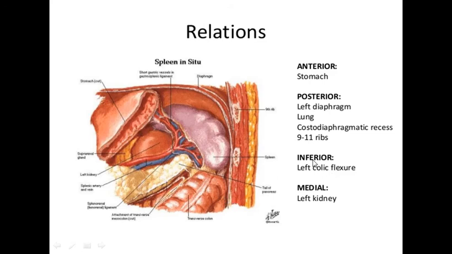Here, this is what I was talking about. Inferiorly we will find the left colic flexure, okay. And medially we have the left kidney. This is the left kidney. Anteriorly stomach, tail of pancreas. Medially left kidney. Inferiorly left colic flexure, and posteriorly the diaphragm will be there, okay. From above, the pleura and lung will be there, and the 9th, 10th, 11th ribs, okay. This slide is the composite slide for relations. If you do just this one slide, that's enough.